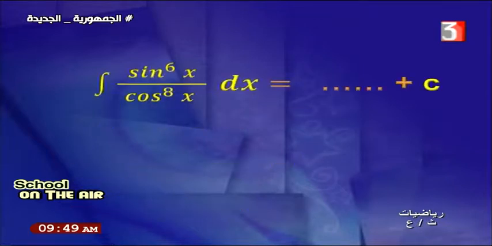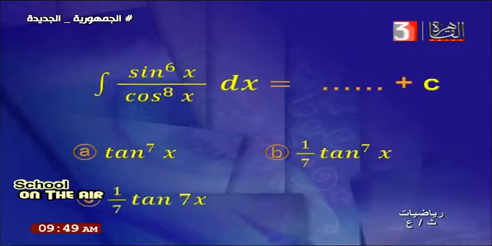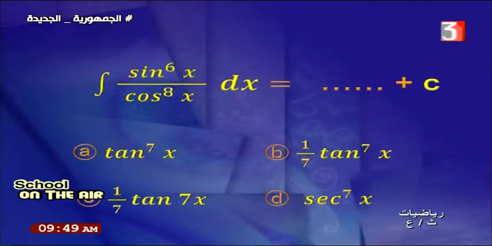In the integration of sin^6 x over cos^8 x dx, the correct answer is 1/7 tan^7 x plus the constant c.